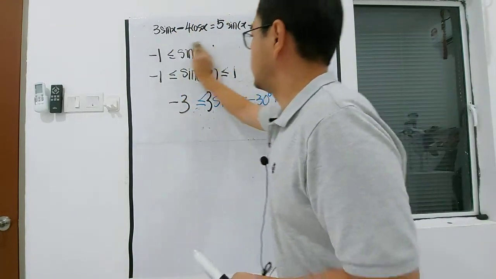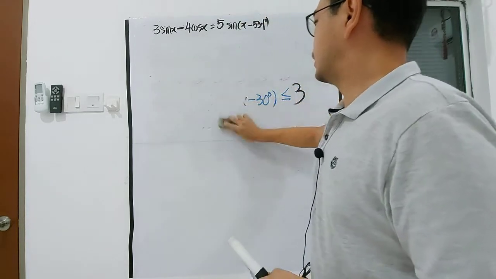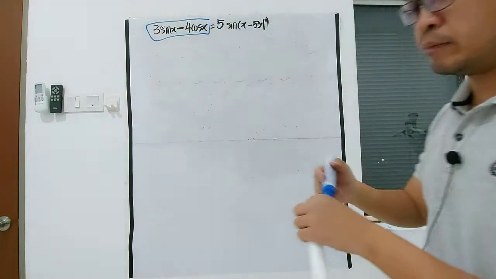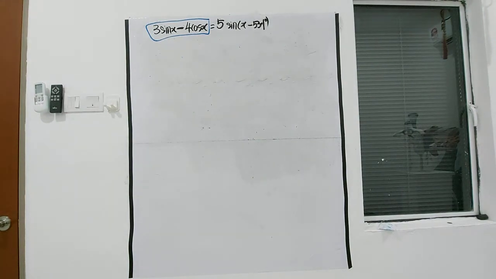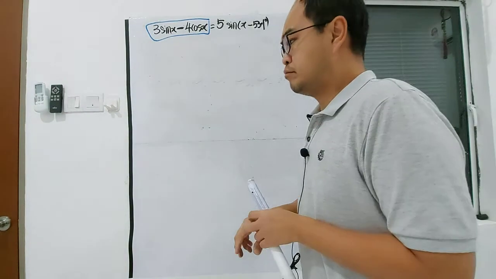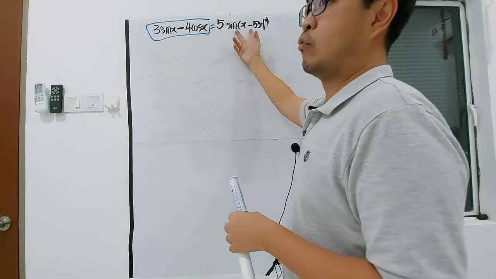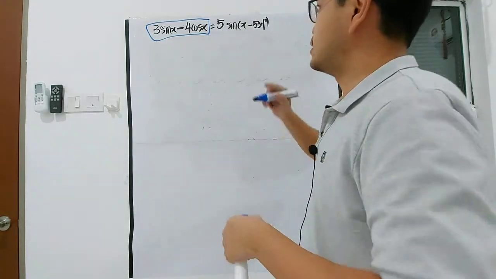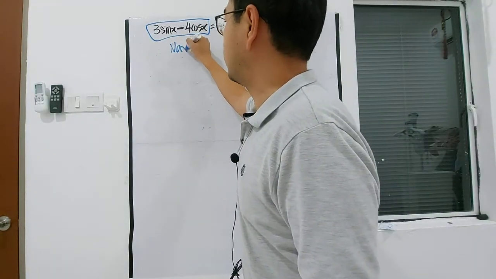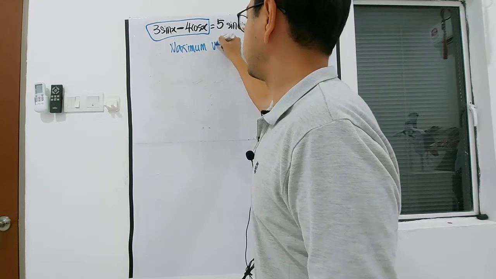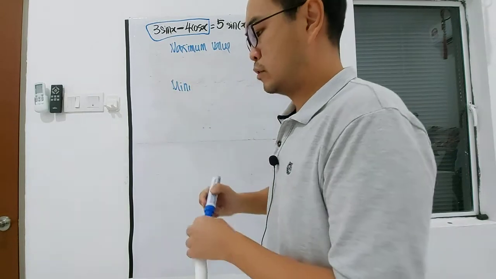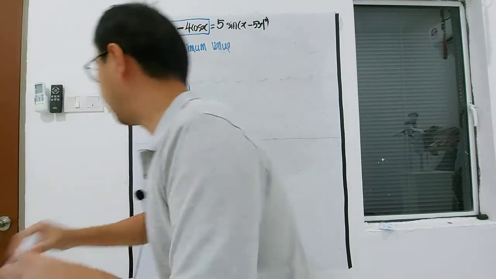So as you look at this, let's go back to the question. The question is asking, what is the maximum and minimum value for this expression? Very simple. As you know, sine has maximum 1 and minimum -1. You have two ways. One is you substitute the maximum value and the minimum value.